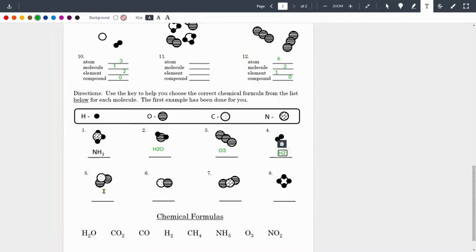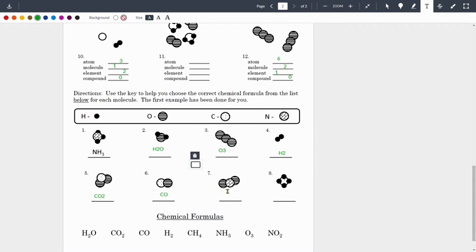Going down to this one, we have 2 oxygens bound to a carbon. So we call this carbon dioxide. Di is the prefix of 2. So CO2. Right here we have oxygen bound with carbon. This would be carbon monoxide, so this would just be CO. We'll move on and we'll talk about that later.